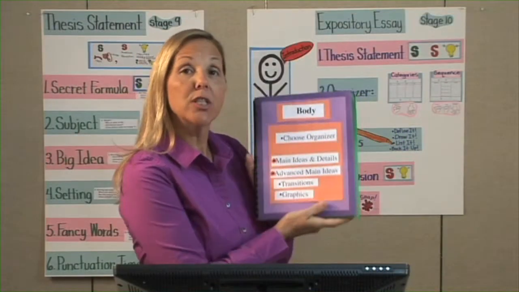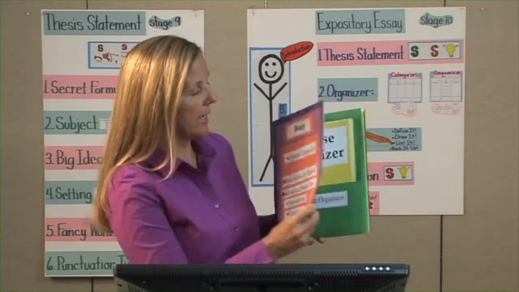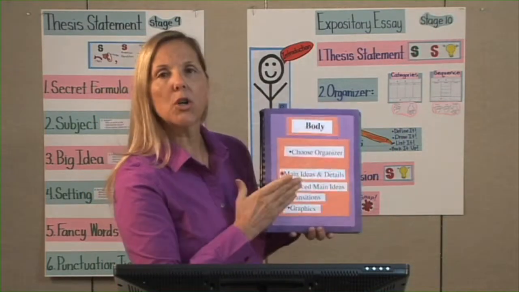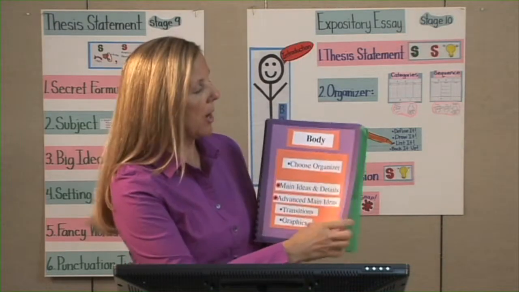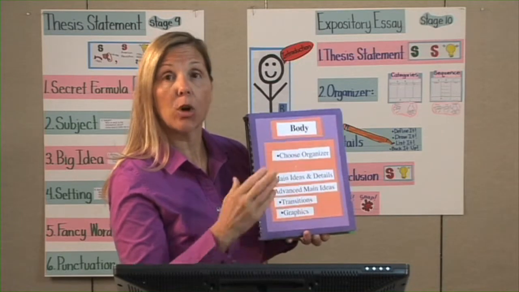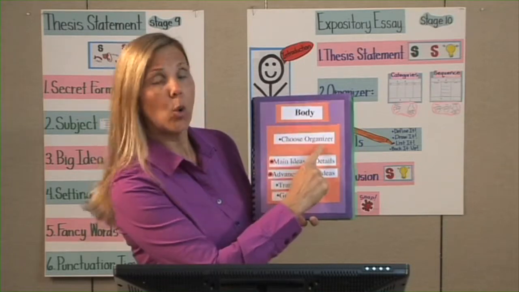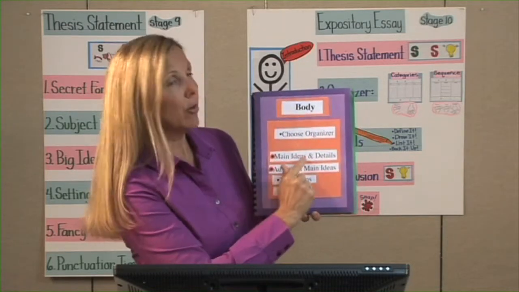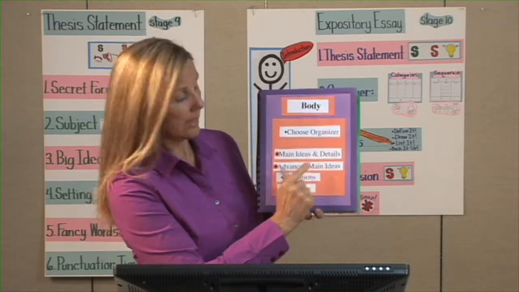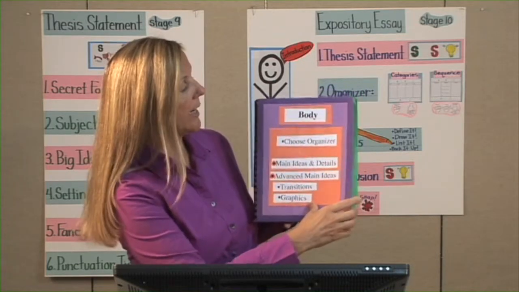Our next file folder is for the body. This file folder has many different pockets inside because there are so many tools that I have for the body. You can purchase this type of file folder with 8 pockets and comb binding already assembled at any office supply store. Let's look at what tools we have inside for our body. We have our organizers. We have how to write main ideas and details. We have advanced main ideas, transitions, and graphics. Let's look inside at each one.